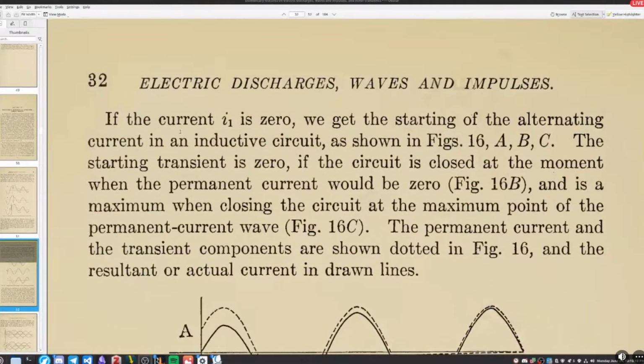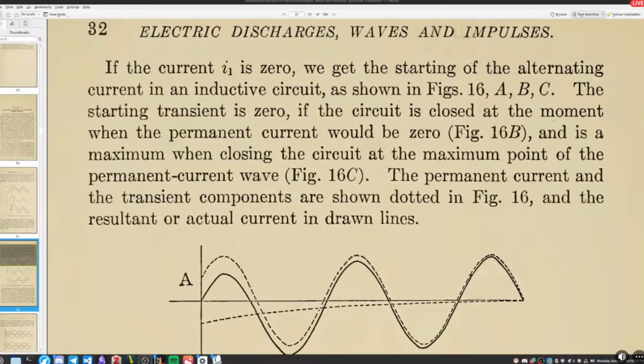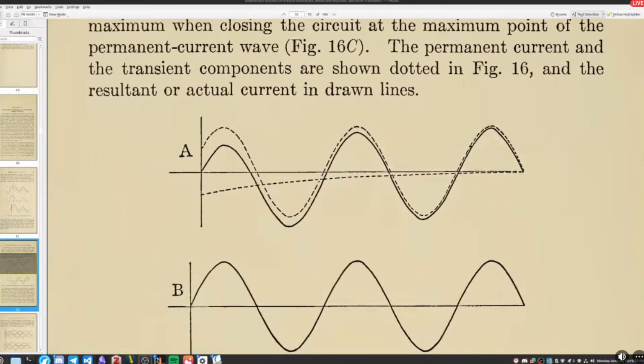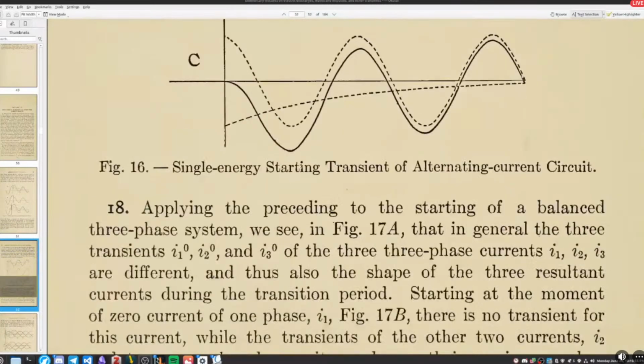If the current I sub 1 is 0, we get the starting of the alternating current in an inductive circuit, as shown in figure 16, A, B, and C. The starting transient is 0 if the circuit is closed at the moment when the permanent current would be 0, figure 16b, and is the maximum when closing the circuit at the maximum point of the permanent current wave, shown in figure 16c. The permanent current and the transient components are shown dotted in figure 16. The resultant or actual current is in drawn lines. So here we have our graphs, figure 16.